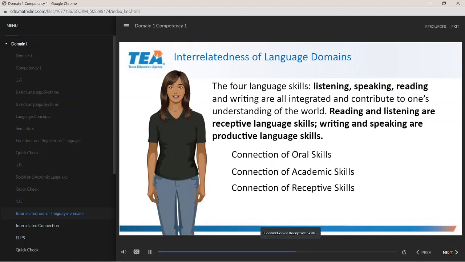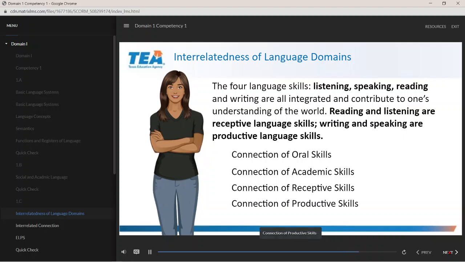Connection of receptive skills, listening and reading. These higher level language skills are critical to strong reading comprehension and its development. Language skills can be developed while listening during targeted instruction and discussions and can contribute to increased comprehension and its development. Connection of productive skills, speaking and writing. There is a high correlation between the level of speaking and the level of writing. The higher the level of speaking, the better the writing skill of the student.